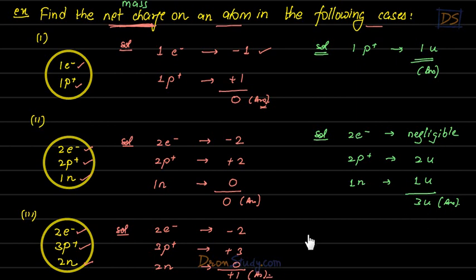Understood? Similarly, you can do this last one very simply, students. 2 electrons are there, so due to these electrons, we'll have negligible mass. We have 3 protons, so due to these 3 protons, we'll have 3 U mass. We have 2 neutrons, so due to this, we'll have 2 U mass. So in total, we have 5 U mass. That is the answer, students. You understood?